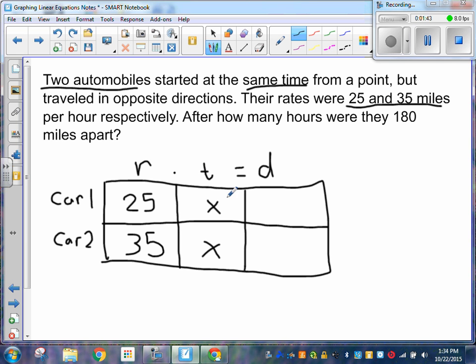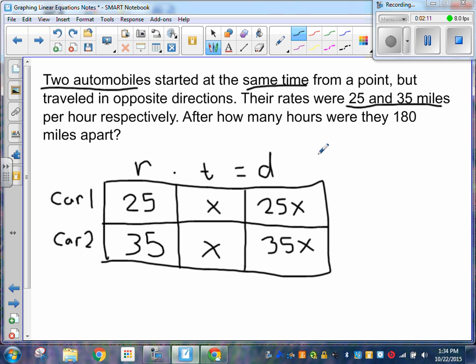Now, how do I get over here? Well, again, not too difficult. You just multiply R times T equals D. So 25 times X is, it's not too bad, 25X. 35 times X is the same. And now we have just the end of this problem, which really shouldn't be too difficult. We just have to figure out that equation.